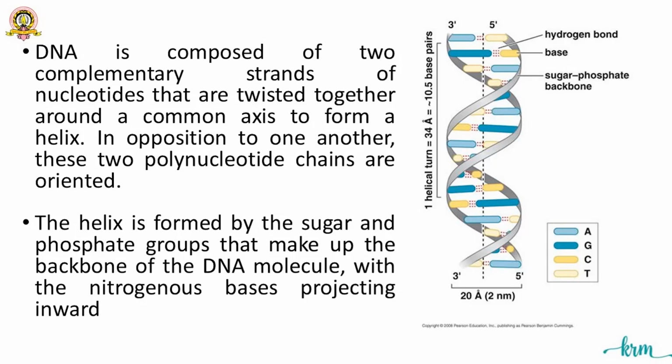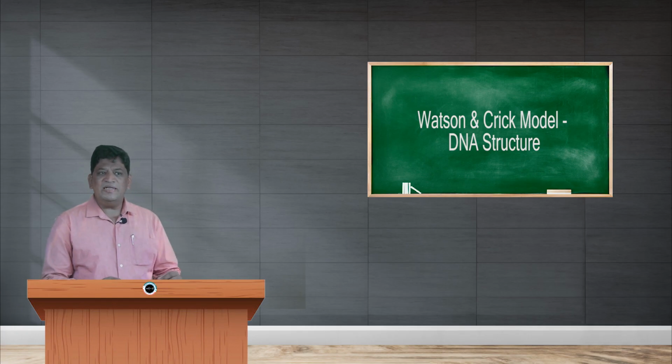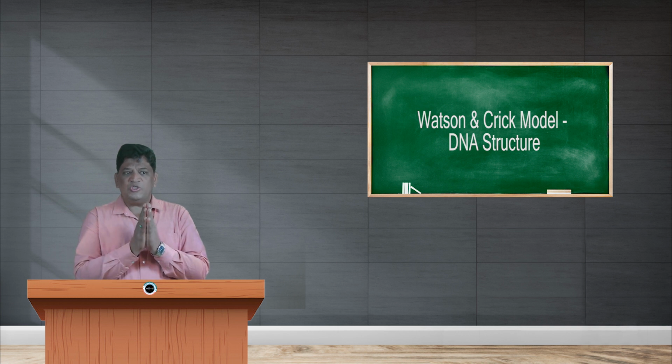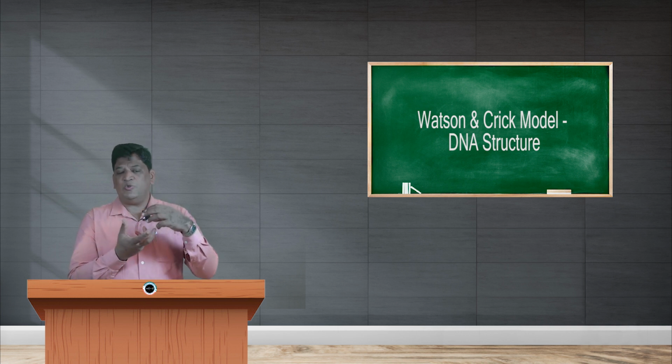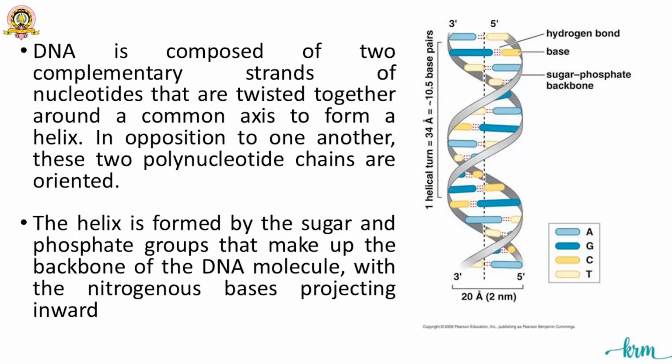What Watson and Crick elucidated, four points were postulated by analyzing this photograph. The DNA is composed of complementary strands; two strands will be there. These two strands are twisted together around the same axis. At the central axis, the DNA is twisted and forms the helical structure. These strands run in opposite directions. One strand runs from 5 prime to 3 prime, and the other strand runs from 3 prime to 5 prime.